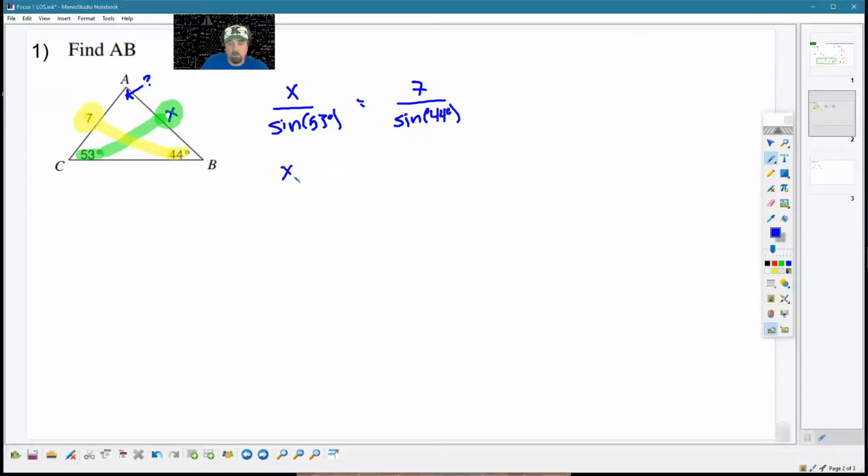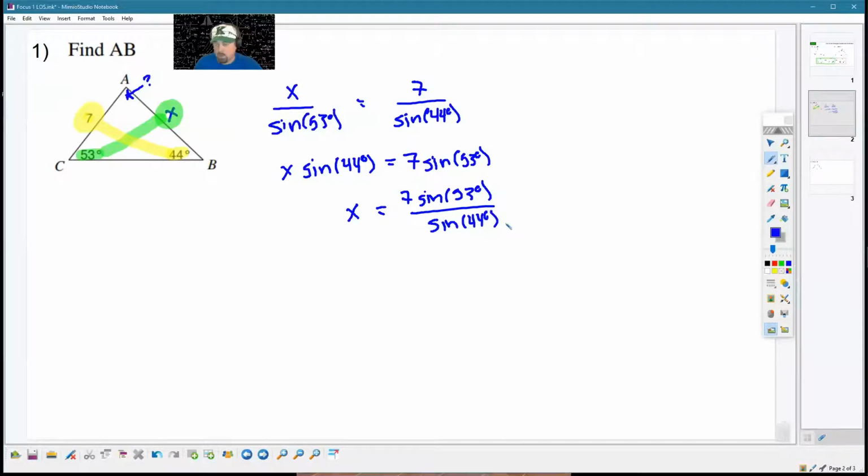We're going to cross multiply to solve. And this is 7 sine of 53. And we'll divide that sine 44 to the other side, and then we'll plug it in the calculator and find the answer. So this is 7 sine 53 over the sine of 44.